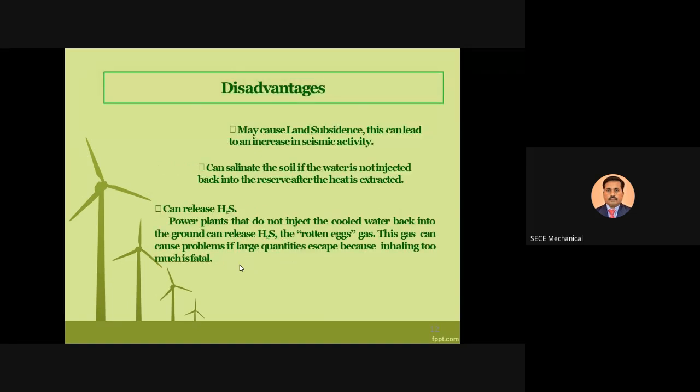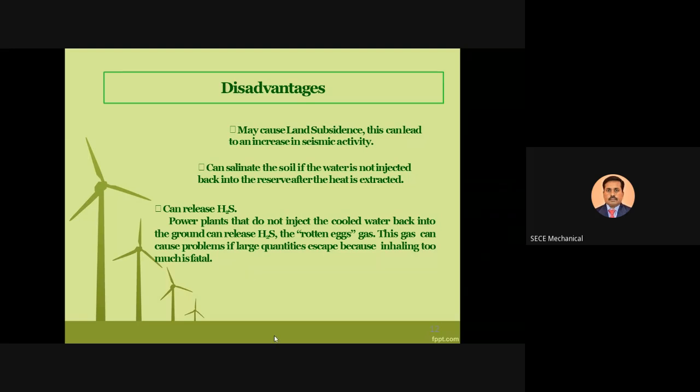The disadvantages: it may cause land subsidence that can lead to increased seismic effect. Seismic effect means that due to the high heat energy being utilized in that area, the environment zone will be affected. For whichever area we implement this kind of plant, the heat condition in that area is high. So this is one of the main disadvantages.